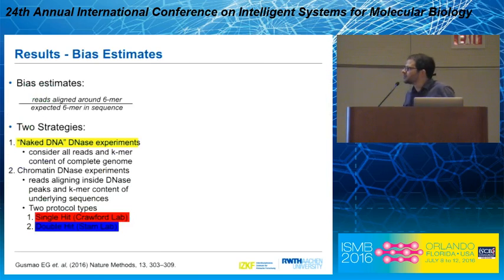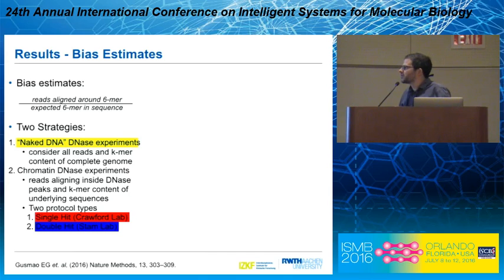Okay, but before I show the results, I have to talk a little bit about how we can try to deal with the bias estimate. And the way that we and most of the people do it now is you use a k-mer, usually 6-mers, and then you measure how many reads align to the middle of the 6-mer versus how many of that particular 6-mer we have in the genome.